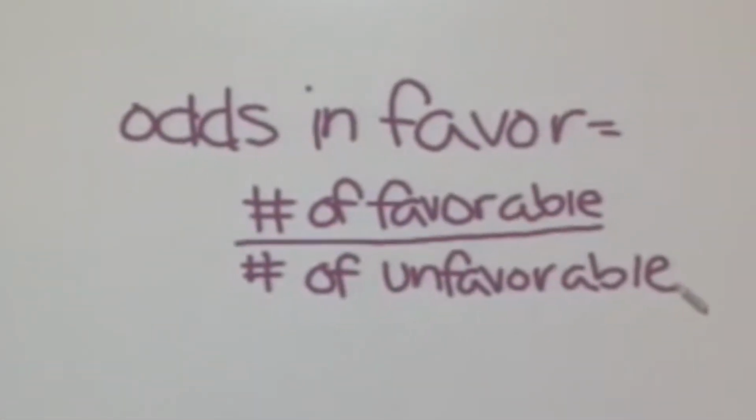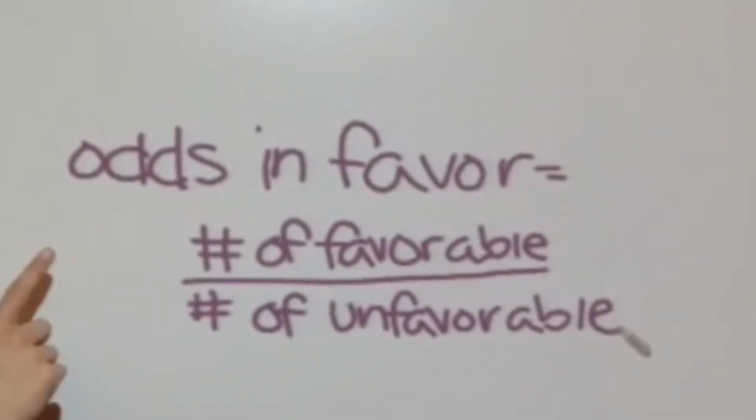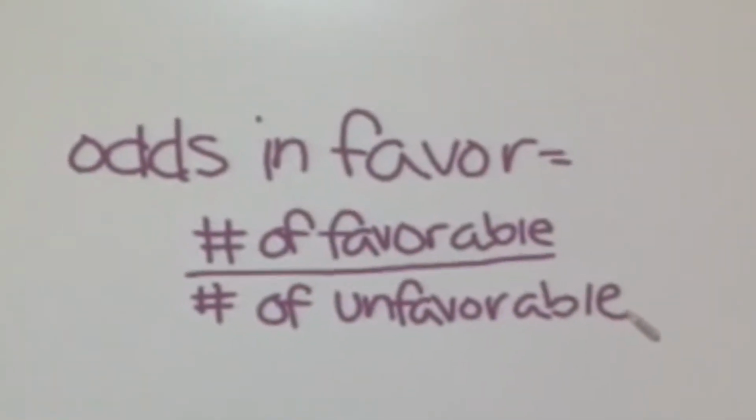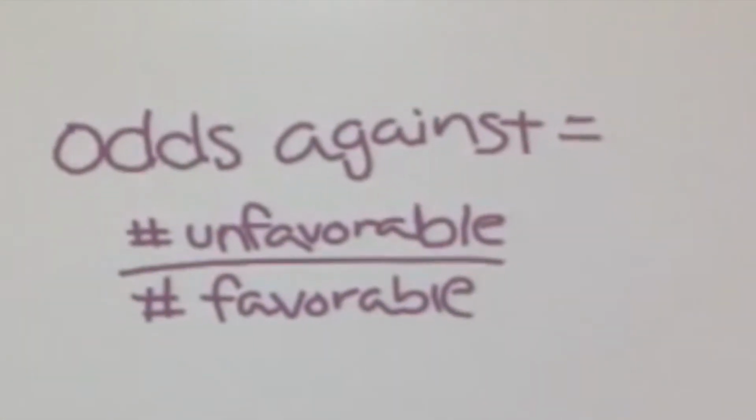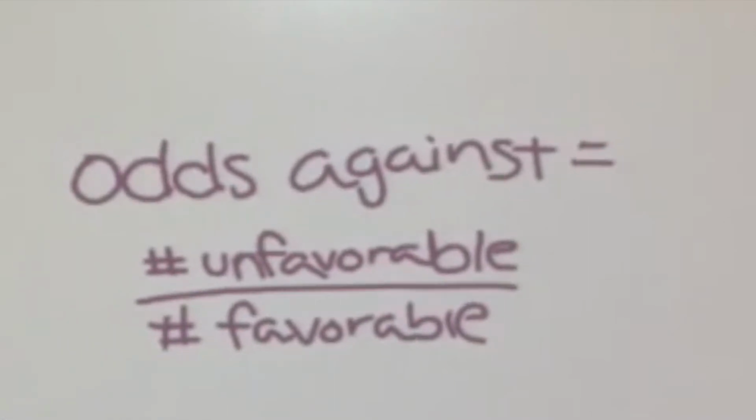Odds in favor are the number of favorable outcomes over the number of unfavorable outcomes. Odds against are the number of unfavorable outcomes over the number of favorable outcomes.